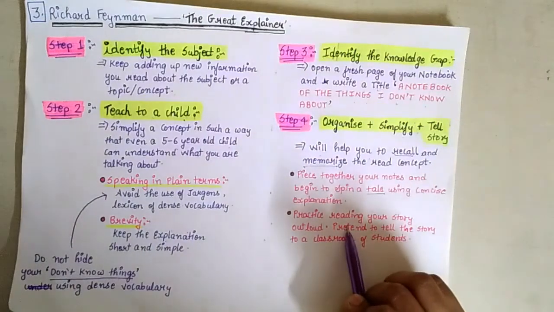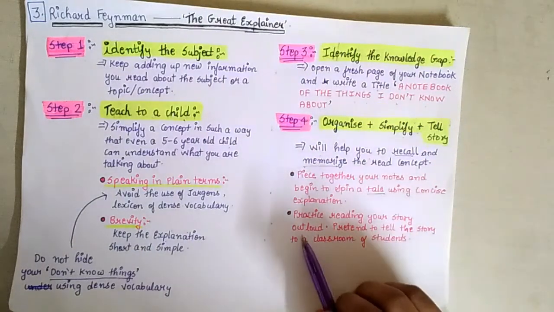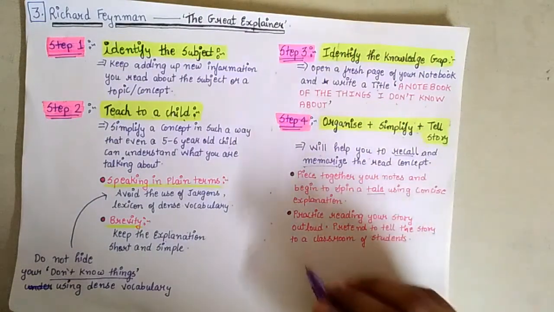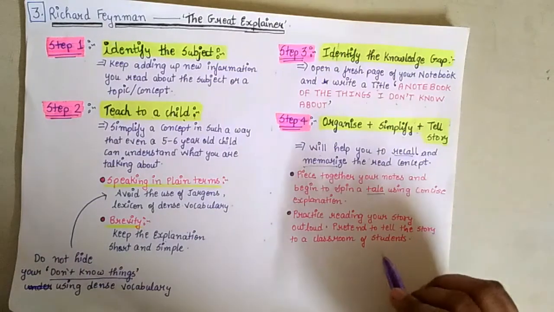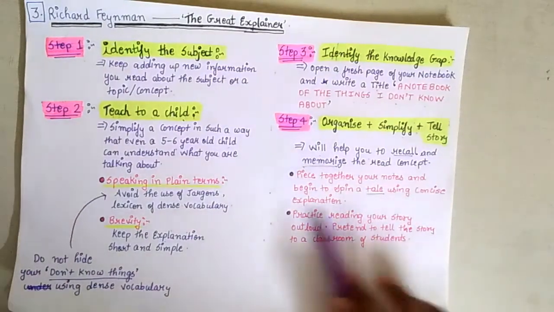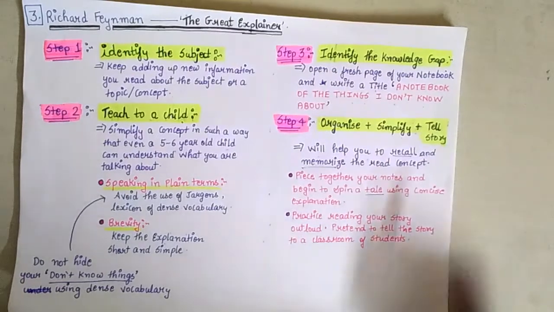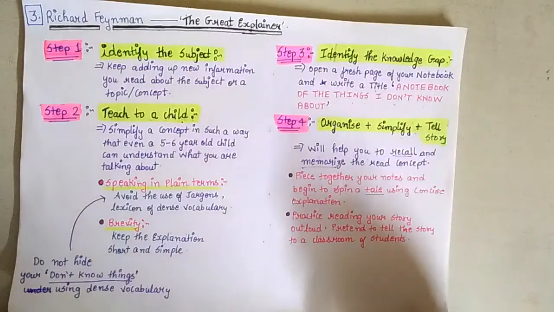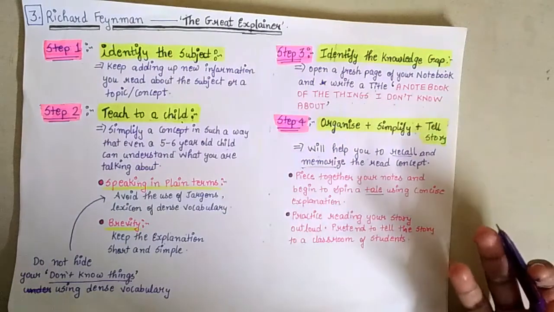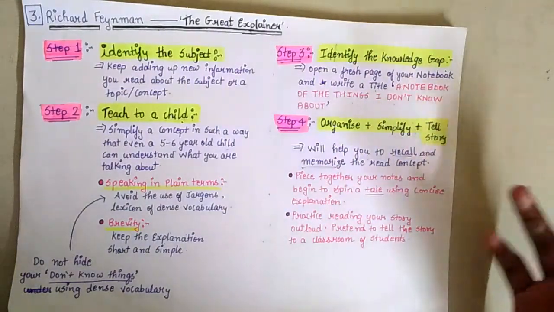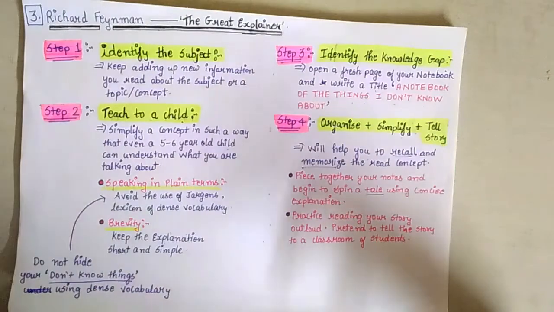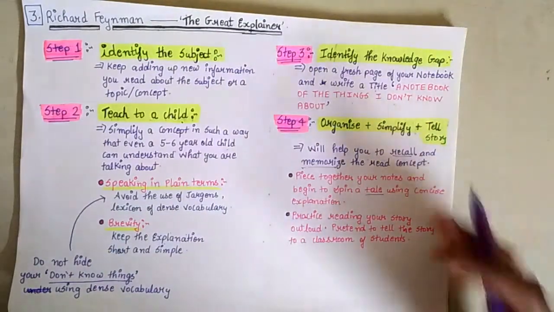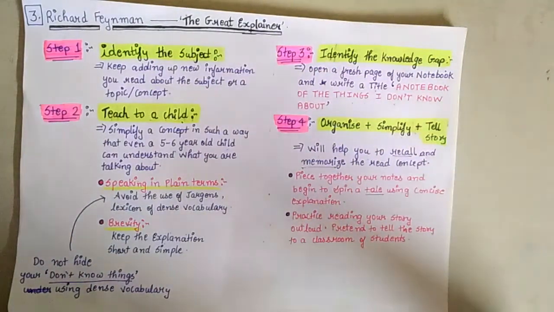And practice reading your story out loud, pretending to tell the story to a classroom of students. Here also we can say it is like what Cal Newport suggested: read out loud and pretend that you are giving a lecture or speech to a large audience, explaining the concept that you have read currently.